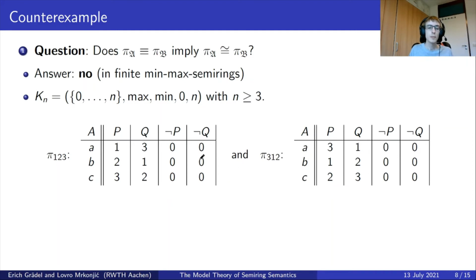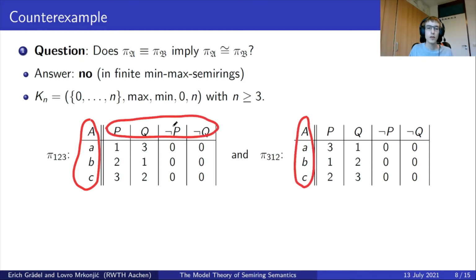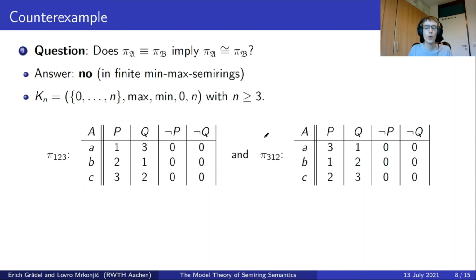Here I will explain the notation. So this is the universe of these two k-interpretations, and these are unary relation symbols. So the cells in the table basically represent the values. So this 1 is the value assigned to the literal PA. And now, what is the observation here? The first observation is that these two k-interpretations are not isomorphic.